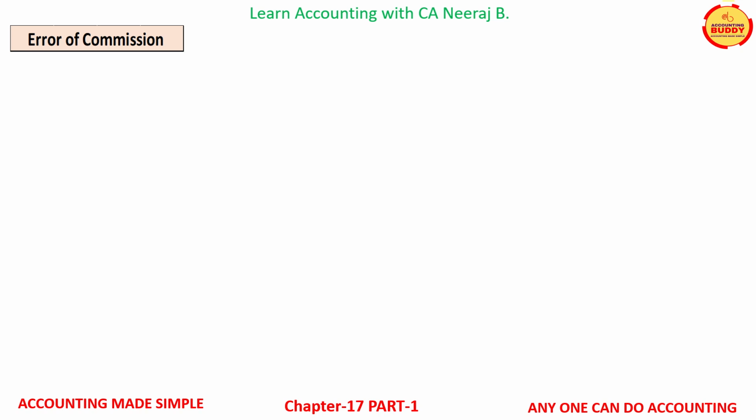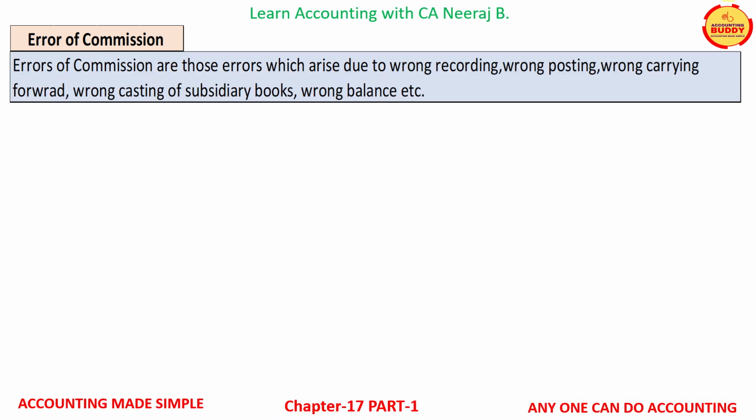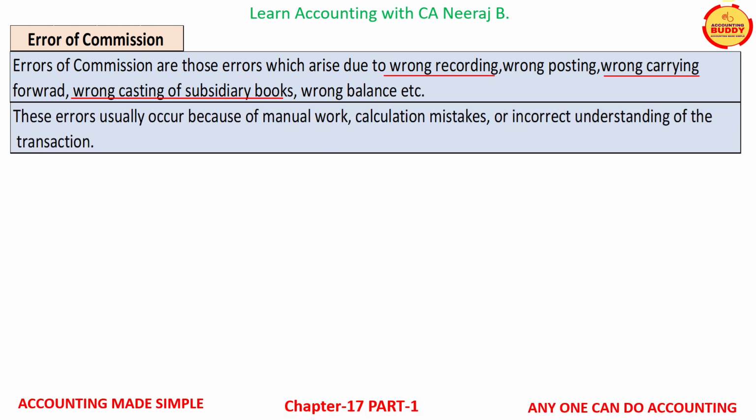In this slide, we will learn about the error of commission. Errors of commission are those errors which arise due to wrong recording, wrong posting, wrong carrying forward, wrong casting of subsidiary books, and wrong balance calculation of an account. These errors usually occur because of manual work, calculation mistakes, or incorrect understanding of the transaction.